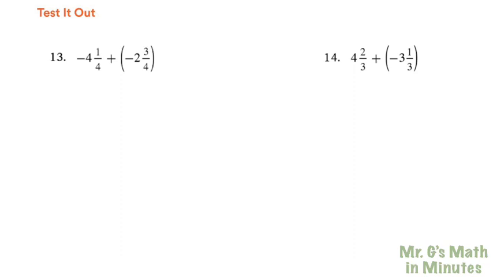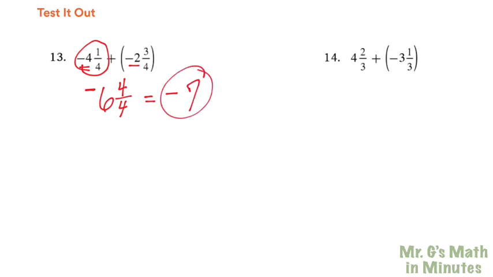So taking a look at number 13, we have the same sign, so we're going to be adding these numbers. So negative 4 plus negative 2, we're going to add those. So 4 plus 2 is 6. 1/4 plus 3/4 is going to give us 4/4. The 4 is the bigger number, so it's going to be negative. You can see that 4/4 is a whole, so it'd be better off just to write this number. 6 plus 4/4 is just going to give us 7. So its answer is negative 7.